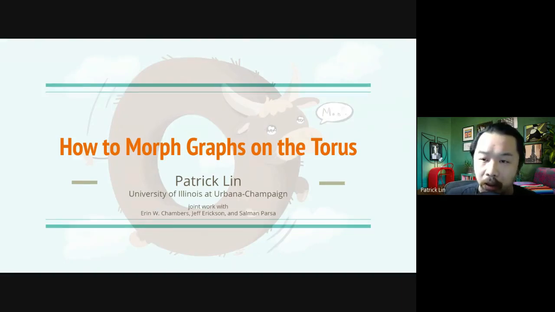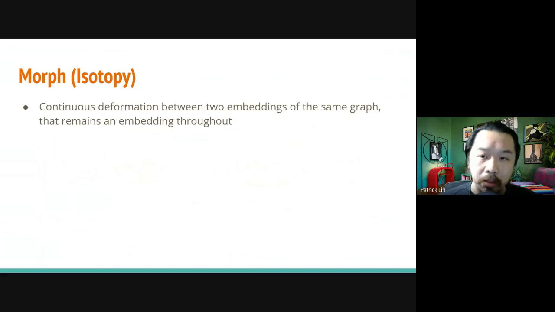So to begin, let me tell you what I mean by morphing graphs. The technical mathematical term here is isotopy. But this is a jumble of words. It's a continuous deformation between two embeddings of the same graph that remains an embedding throughout.